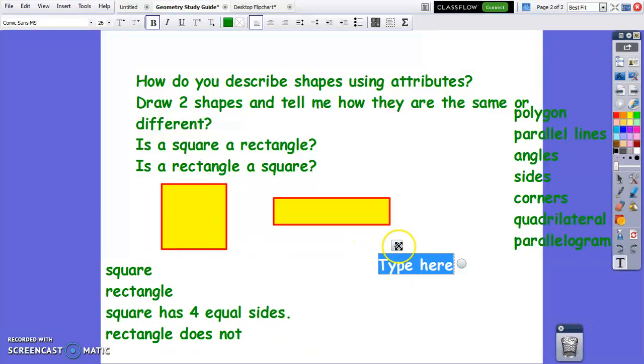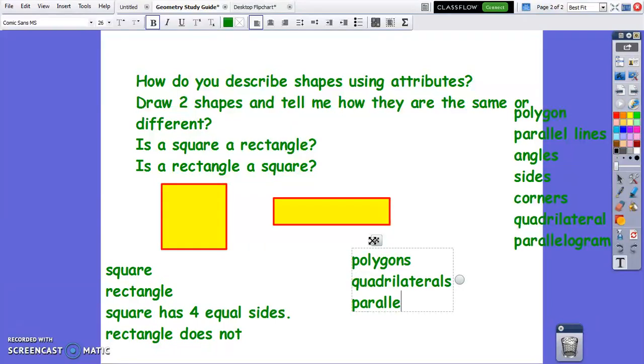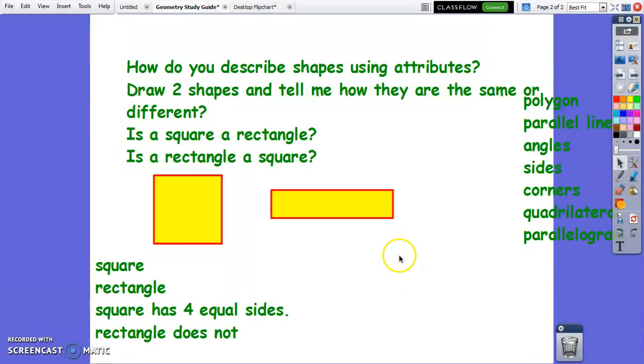How they are the same, there are many different ways. Are they both polygons? Yes. Are they both quadrilaterals? Yes. Are they both parallelograms? Parallelograms. I know I'm getting all my words all mixed up here. So there are many reasons why these are the same. So you might want to choose a triangle and a square, or a rhombus and a rectangle. Try different shapes. So lastly we have, I'll go over here and make some room, get rid of these.